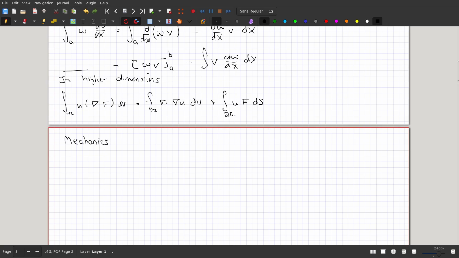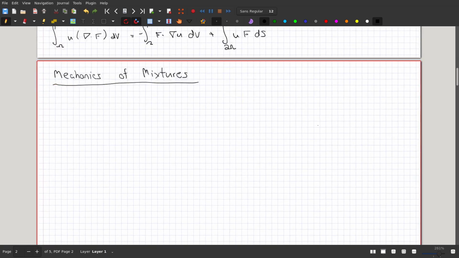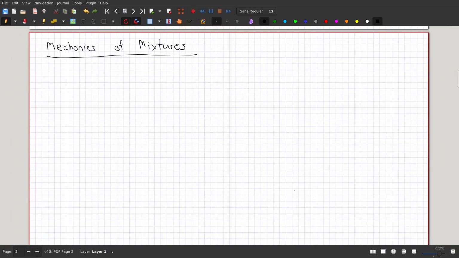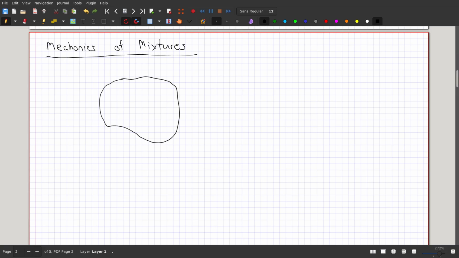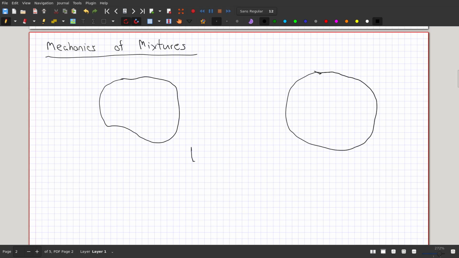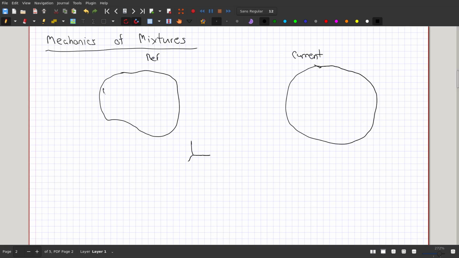Now we're going to talk about the mechanics of mixtures. So we always have to start, when we talk about continuum mechanics, we always have to draw a potato. Same as before, we have a reference configuration and a current configuration. We'll call this one B0 and this one B.